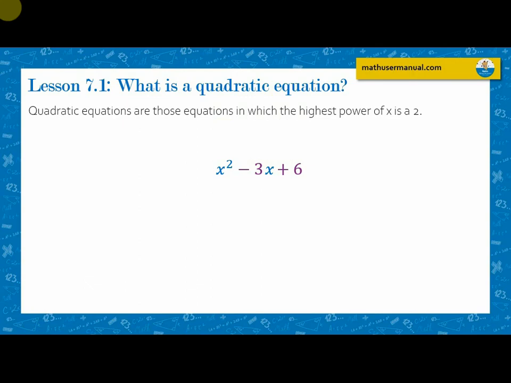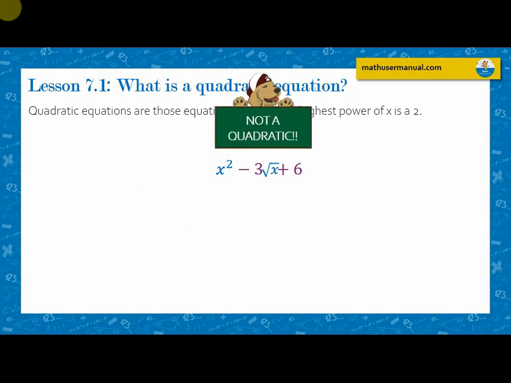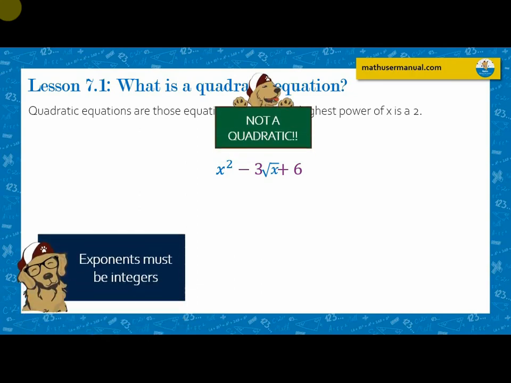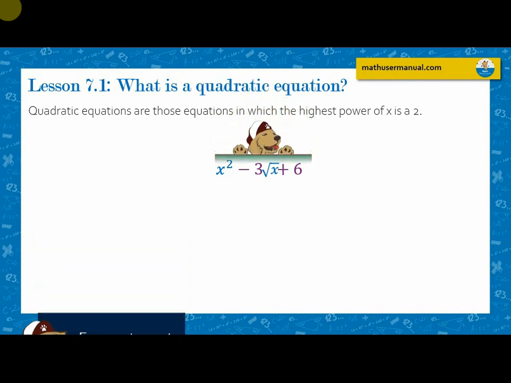Then what if we replace that negative 3x, we replace that x with a square root of x? This is also not a quadratic because quadratic equations are polynomials. We'll talk about polynomials in Algebra 2. And something very important about polynomials, all the exponents must be integers and must be positive. If we remember from the basic algebra course, the square root of x is x to the 1/2. That is not an integer. So let's get rid of our square root. Let's bring back the x. So this is again a quadratic.